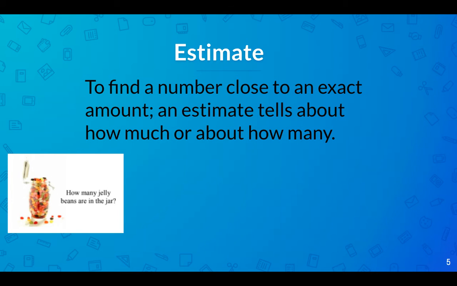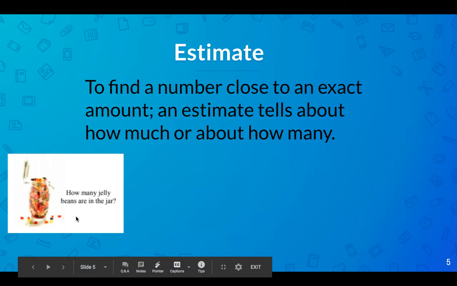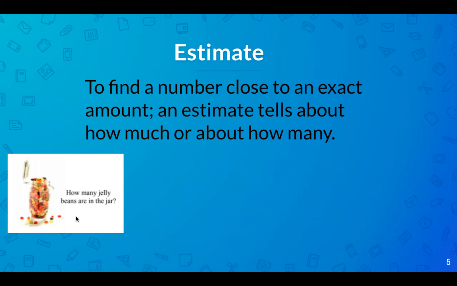Estimate, to find a number close to an exact amount. An estimate tells about how much or about how many. So this picture, I can estimate. So I'm going to estimate that the jar has about 125 jelly beans. So I'm trying to get close to an exact amount. So I'm telling you about how much or about how many something has.